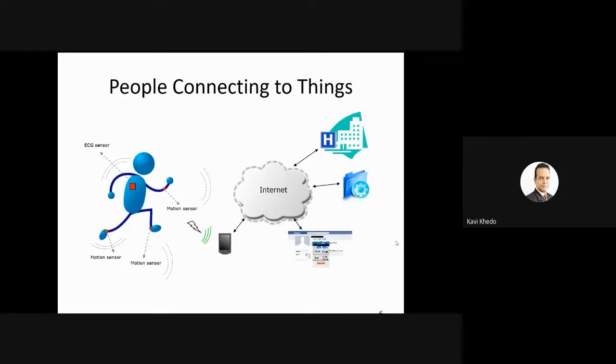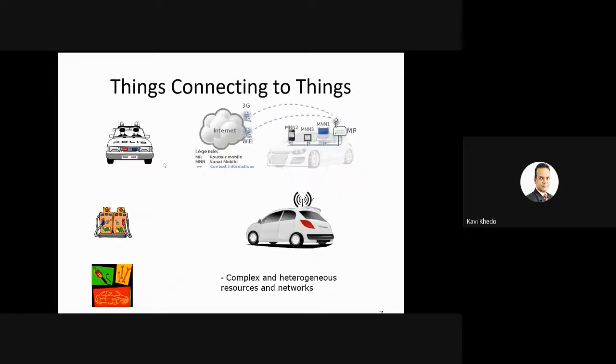So it is not only things, but people connecting to things now. A person is not having only one device, they are having many devices for monitoring. For example, in this diagram you see different types of motion sensors and an ECG sensor for heart rate. This is transmitted through a device to the internet, and the doctor is able to do real-time follow-up on the patients. This is just a case where you see people connecting to things, and increasingly this is happening.